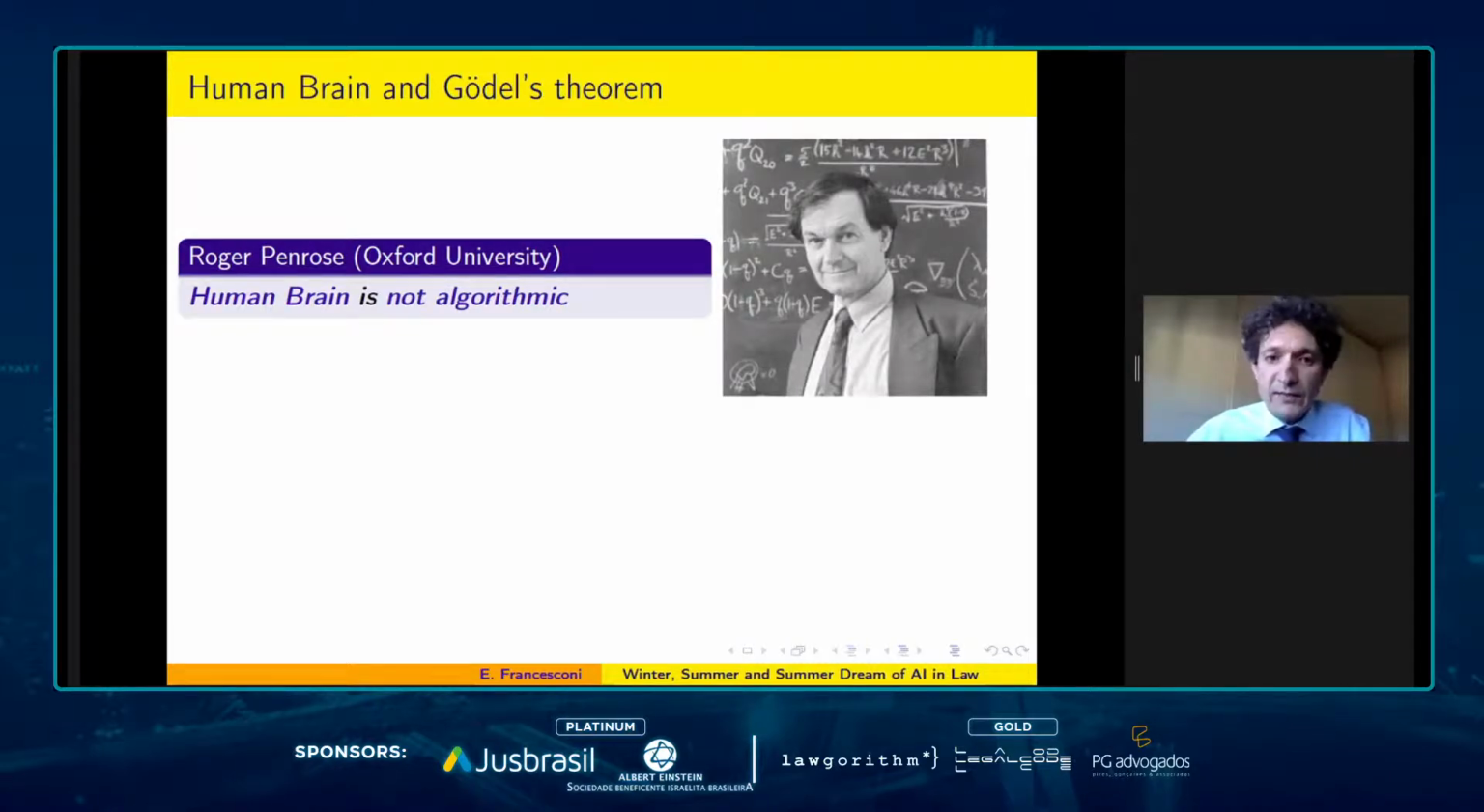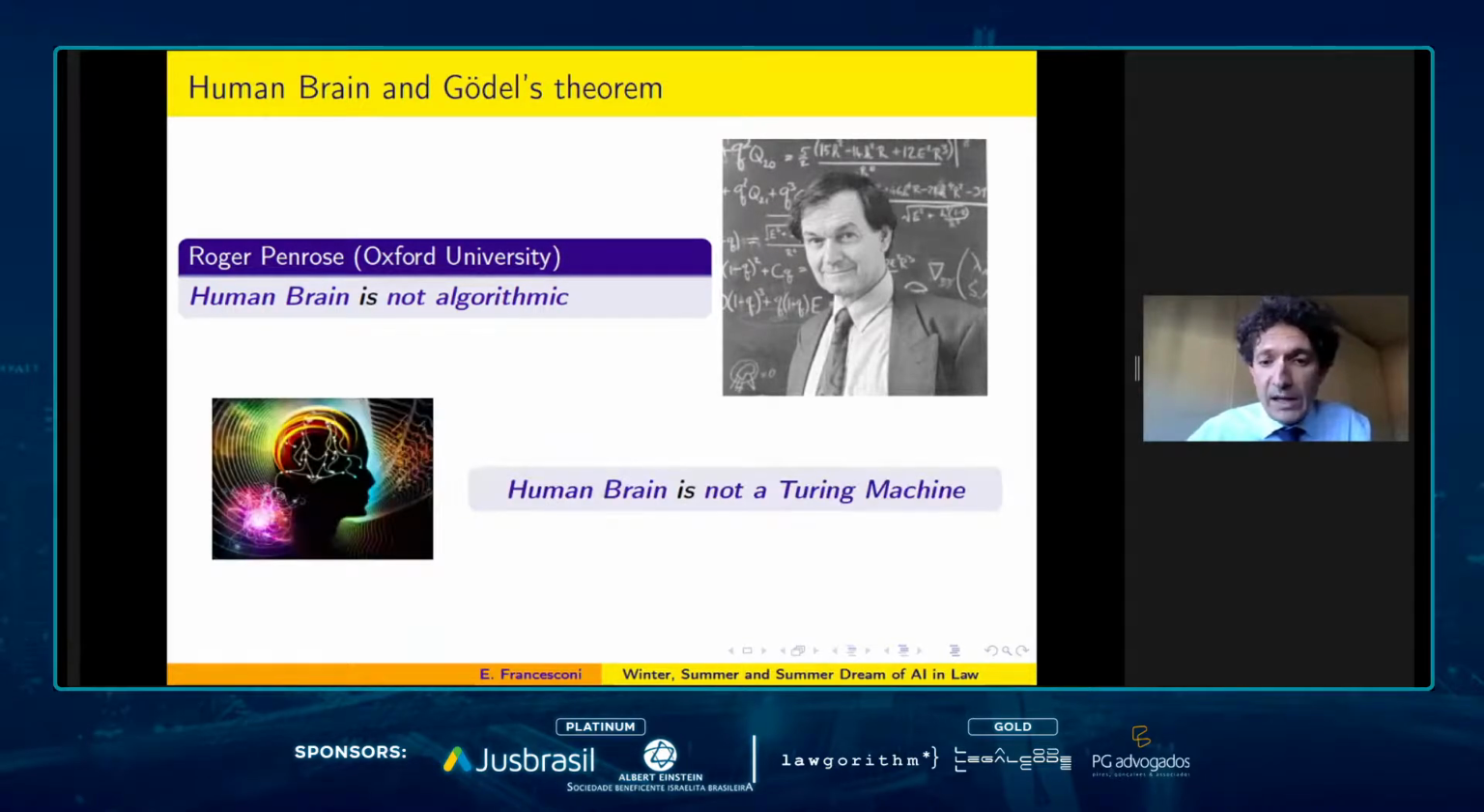Roger Penrose is also a Nobel Prize winner this year for physics, from Oxford University. So this is a famous motto of Roger Penrose: the human brain is not algorithmic. We can say that the human brain is not a Turing machine.